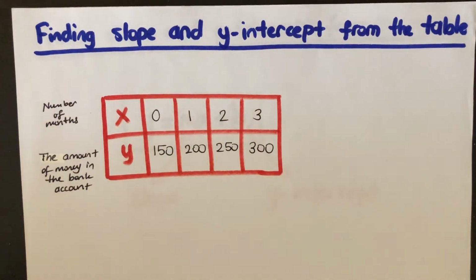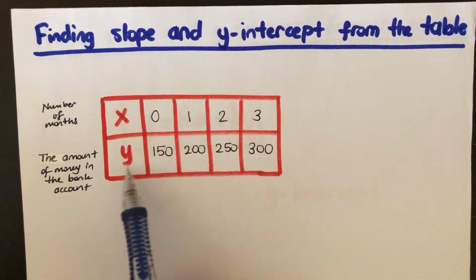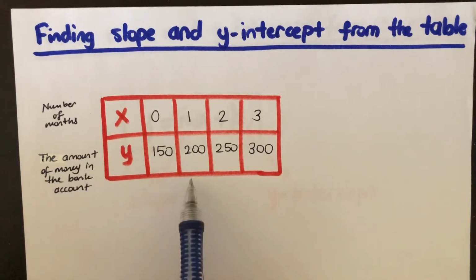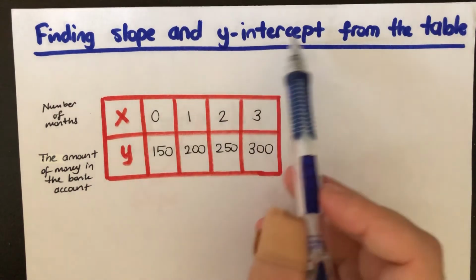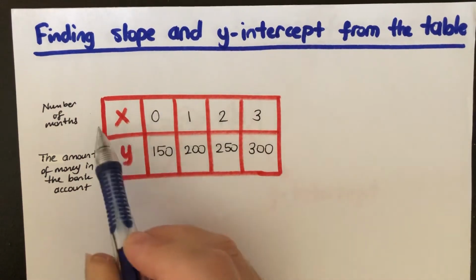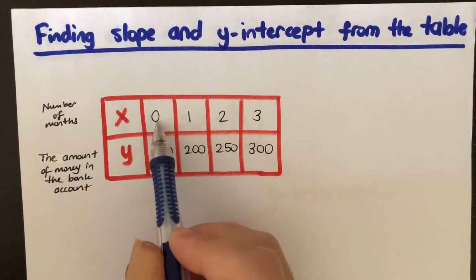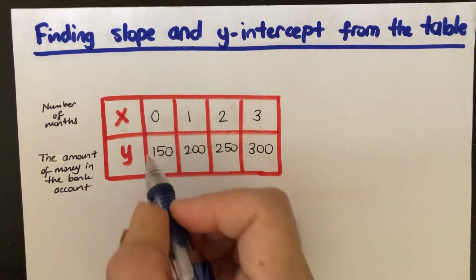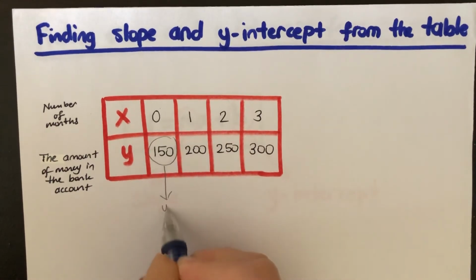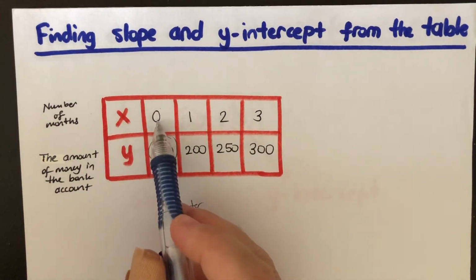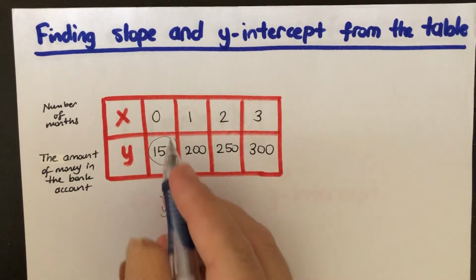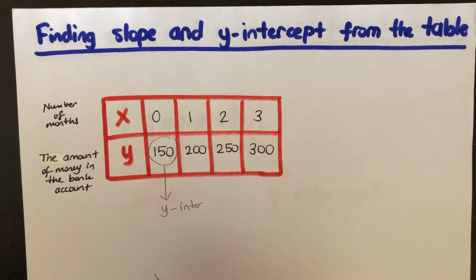Okay, so now let's talk about finding slope and y-intercept from the table. I have a table which is related to the same story. There's the number of months, which are x values, and y values, which is the amount of money in the bank account. Whenever you have a table and you are looking for the y-intercept, you will look for the x value which is 0. Find 0 among the x values, and the y value corresponding to 0 is your y-intercept.